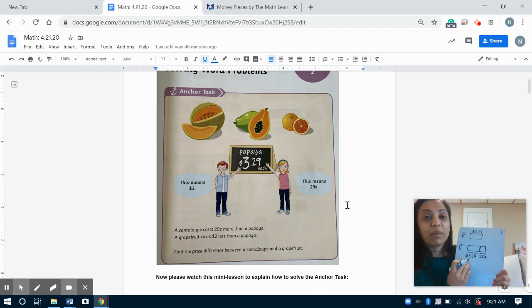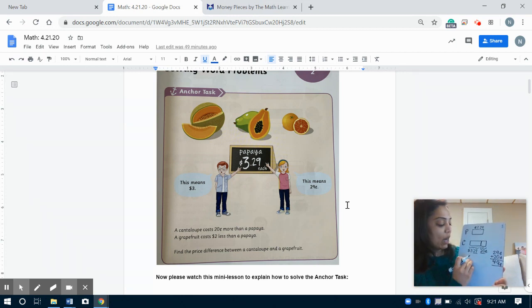So I need to figure out how much the cantaloupe costs first. Okay, so how do you do that? Here you can see that you need to add. Some of us might just take the cents and say, I know 29 plus 20. I know how to do that. I can just say off to the side, 29 cents and 20 cents cost 49 cents, right? We know that.